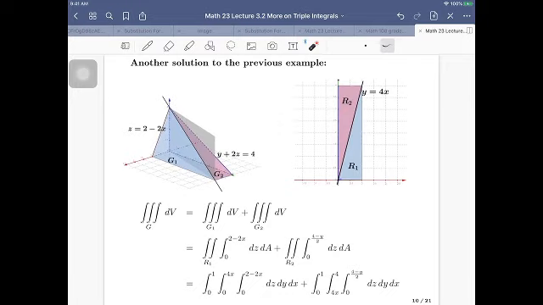So we remember that this was the integral to be evaluated, and then because of a property of triple integrals, we can rewrite this as a sum of triple integrals over the subdivided solids.